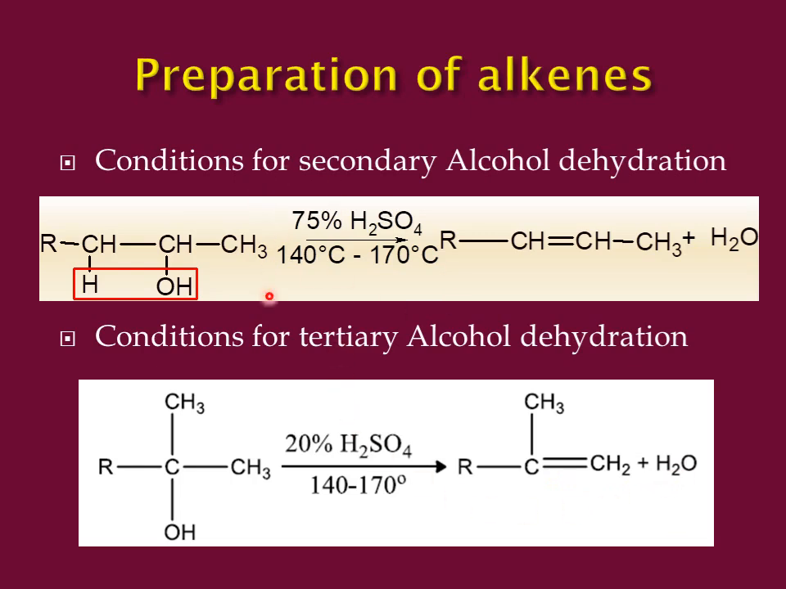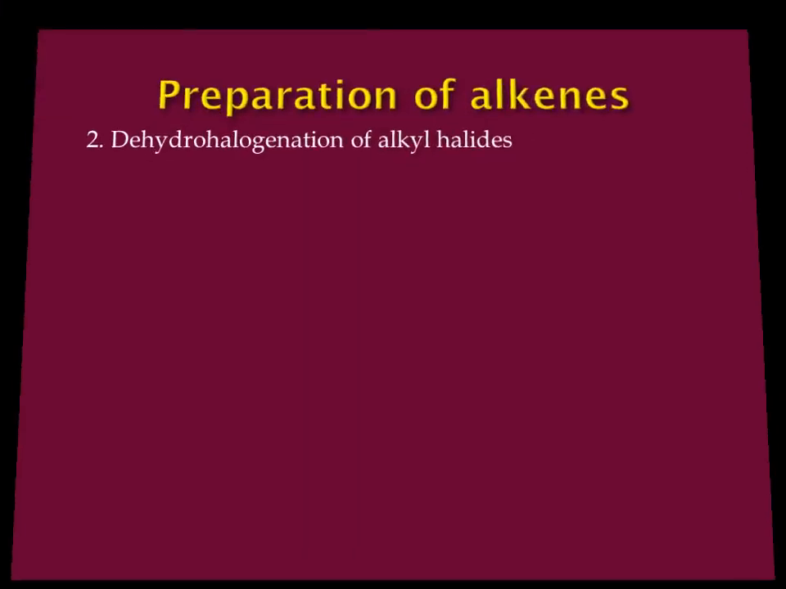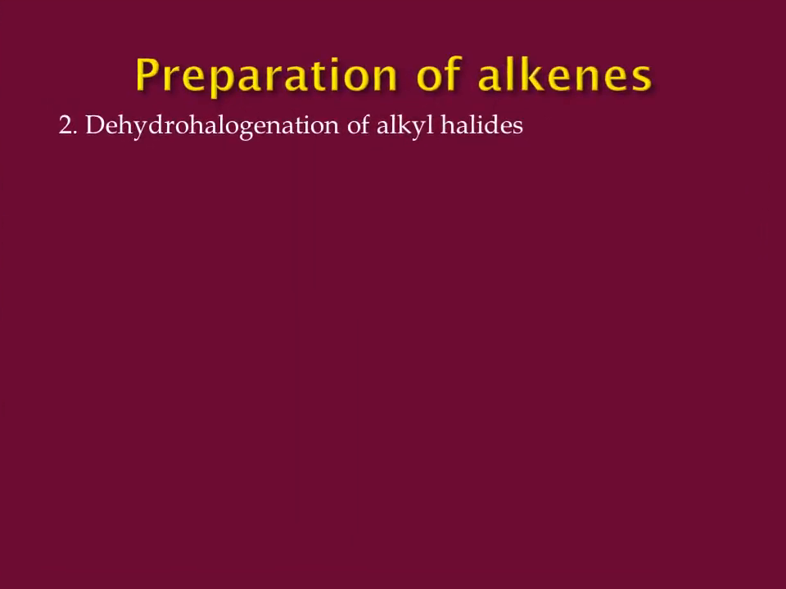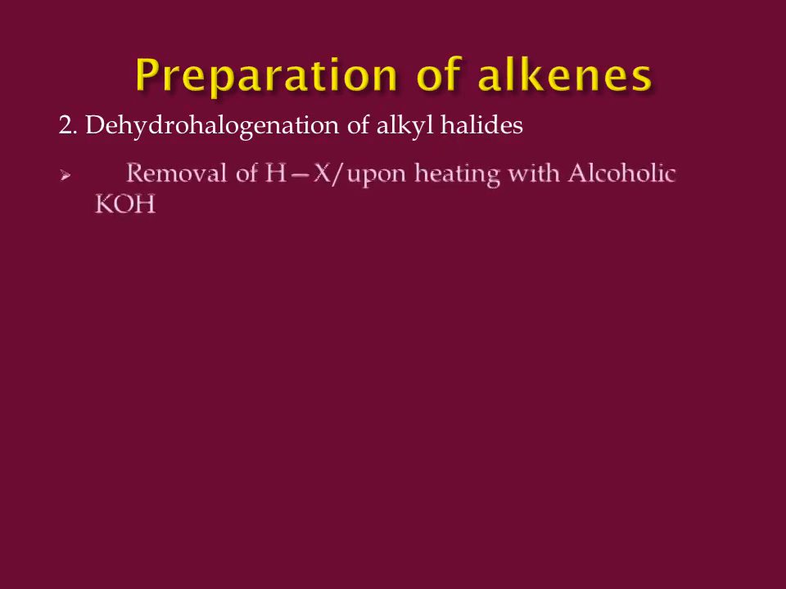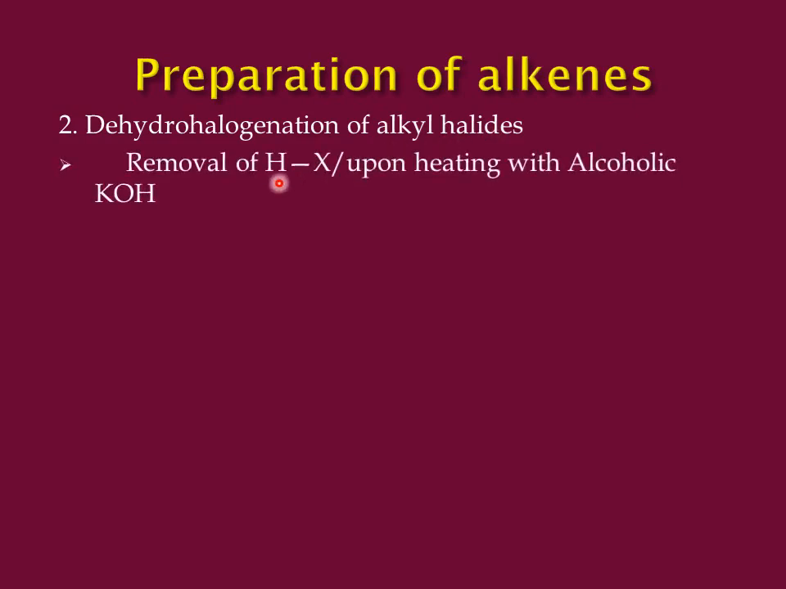The second method for the preparation of alkenes that we are going to study today is dehydrohalogenation of alkyl halides. It means that we are going to remove a hydrogen and a halide atom upon heating with alcoholic potassium hydroxide. Let us look at the chemical reaction, and the examples are given in your textbook.